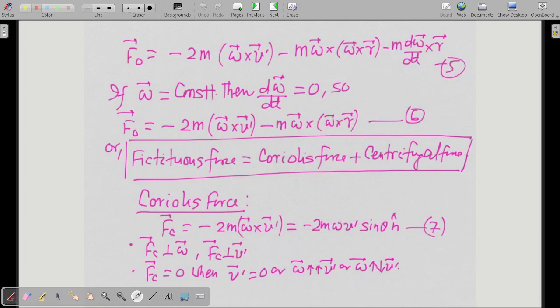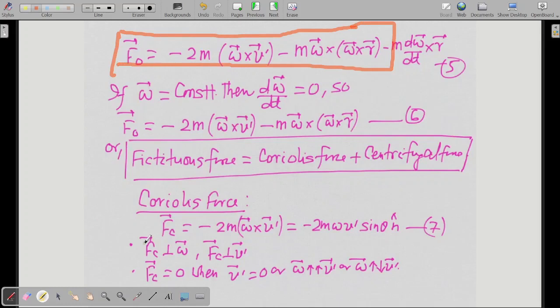So the fictitious force acting in the case of a rotating frame will be this much. If omega equals constant, then this particular term will vanish and this particular term will remain. In the case of Earth, omega is constant, right? The angular velocity of Earth is constant because Earth completes one rotation around itself in 24 hours only. So this term will vanish from the equation, and only these two terms will remain. Up to here we have this expression, that is your equation 6.